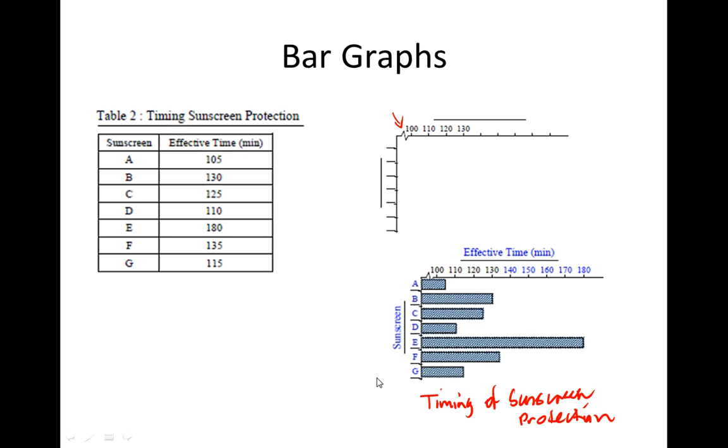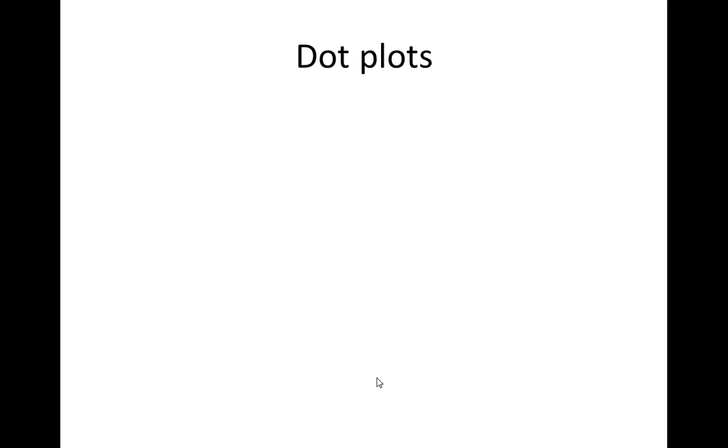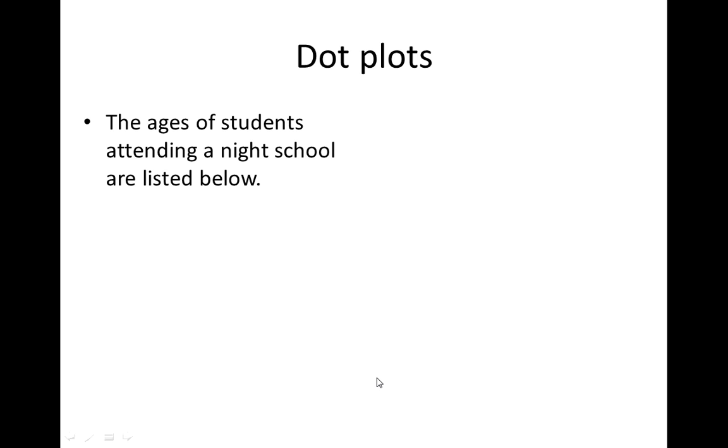Okay, let's move on now and have a look at dot plots. You may in the past have drawn pictographs or picture graphs. Dot plots are a little bit like that, but they're much simpler in that they just have dots. They don't have pictures of cats or fish or grapes or whatever it is the category is about. So we're going to have a look at how to construct a dot plot, which is showing the ages of students who are attending a night school. So that's a school that perhaps happens after work of an evening.